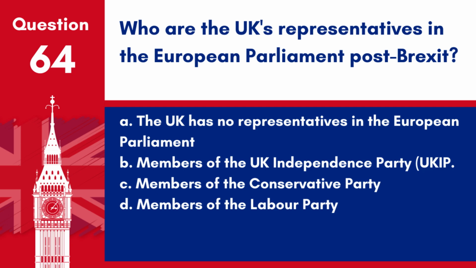Question 64. Who are the UK's representatives in the European Parliament post-Brexit? A. The UK has no representatives in the European Parliament. B. Members of the UK Independence Party, UKIP. C. Members of the Conservative Party. D. Members of the Labour Party. Answer. A. The UK has no representatives in the European Parliament. Post-Brexit, the UK no longer participates in the European Parliament and thus does not have representatives in it.